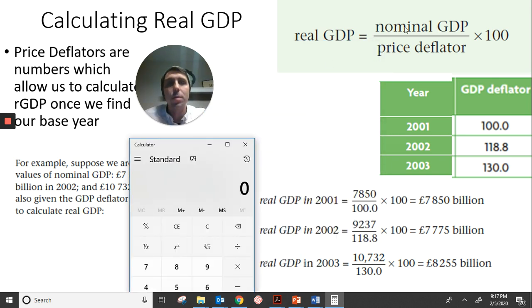So we have our nominal GDP divided by our price deflator, which you will typically be given, multiplied by 100.